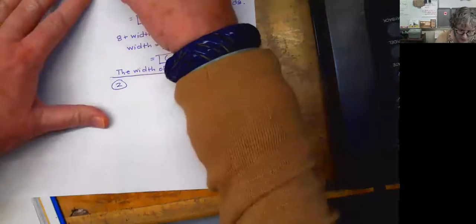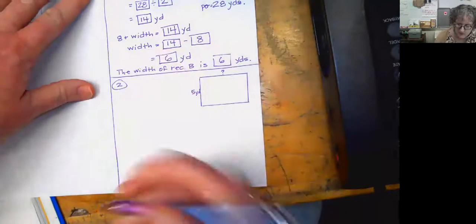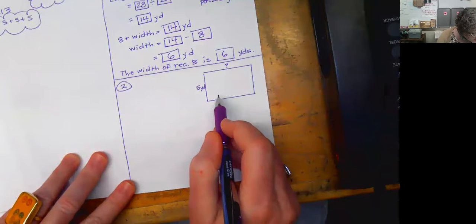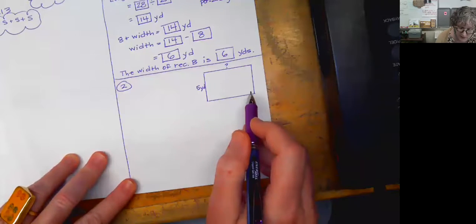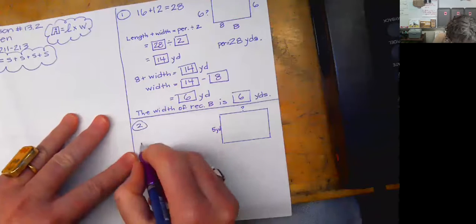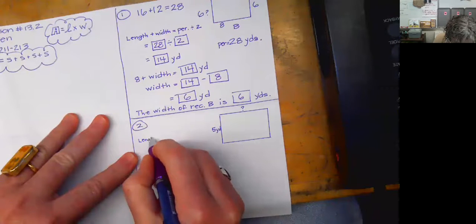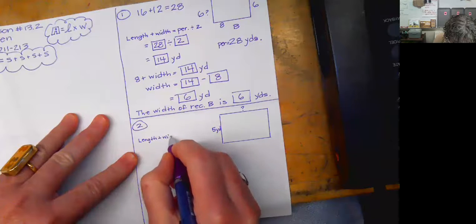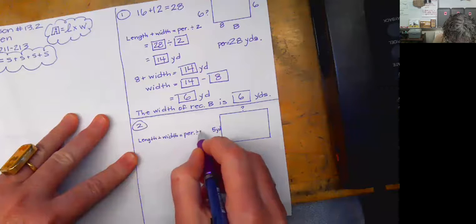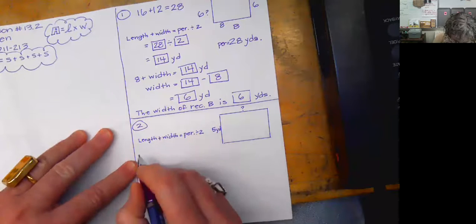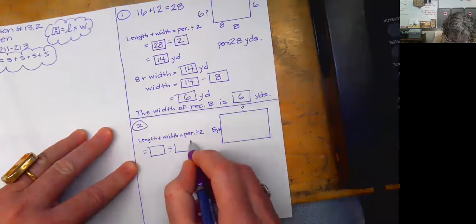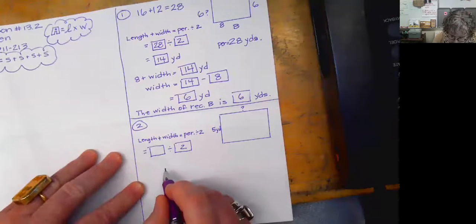Okay, I'm going to kind of separate these out because I don't want you to get confused here. So the perimeter of a rectangular pool is 32 yards. Its width is 5 yards. Find the length. Let's just copy this same thing. And so we know that length plus width equals perimeter divided by 2. Okay, and that's going to equal divided by 2, right? Because that's what we're saying.